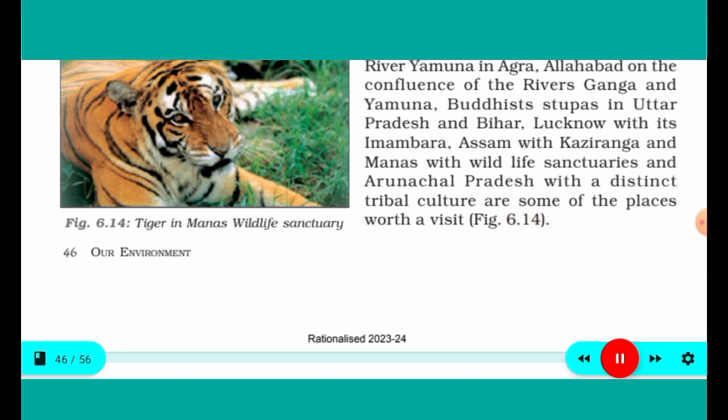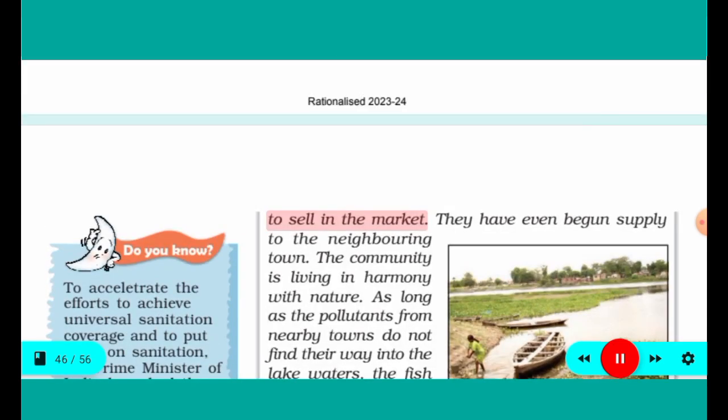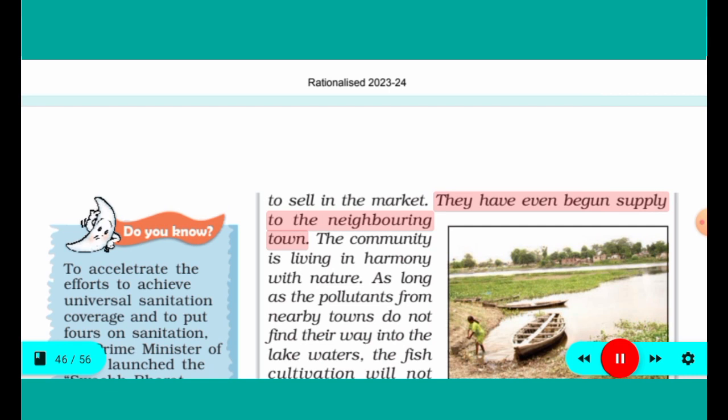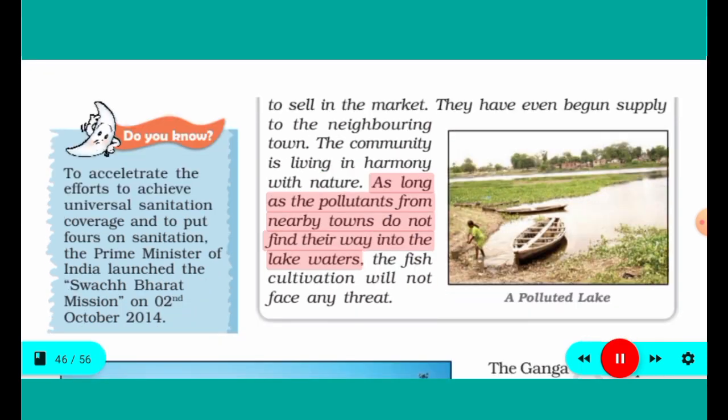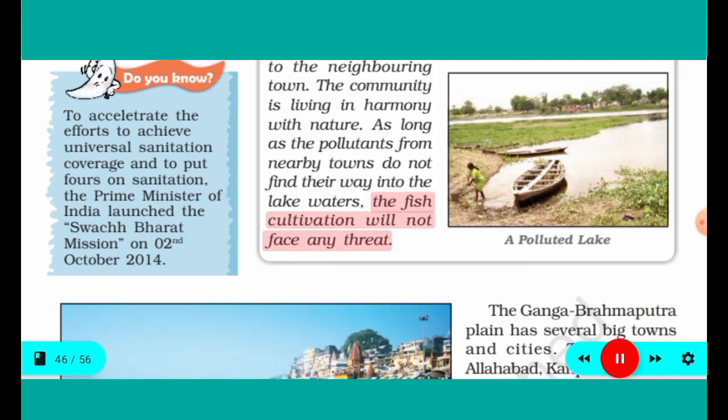To sell in the market. They have even begun supply to the neighboring town. The community is living in harmony with nature. As long as the pollutants from nearby towns do not find their way into the lake waters, the fish cultivation will not face any threat.